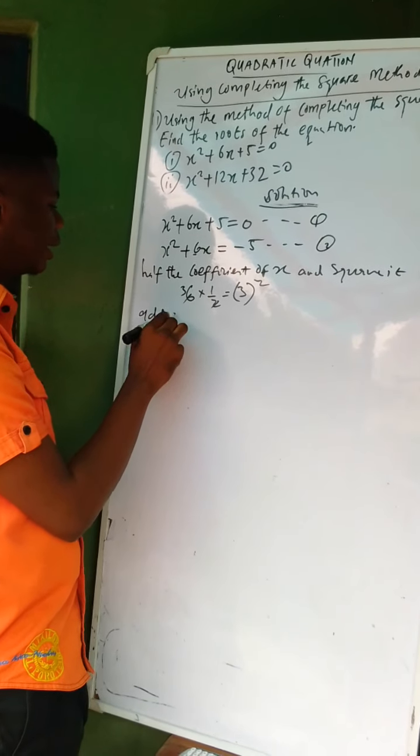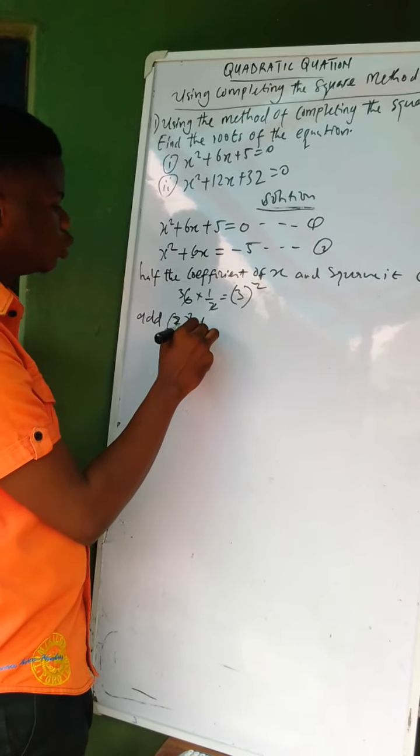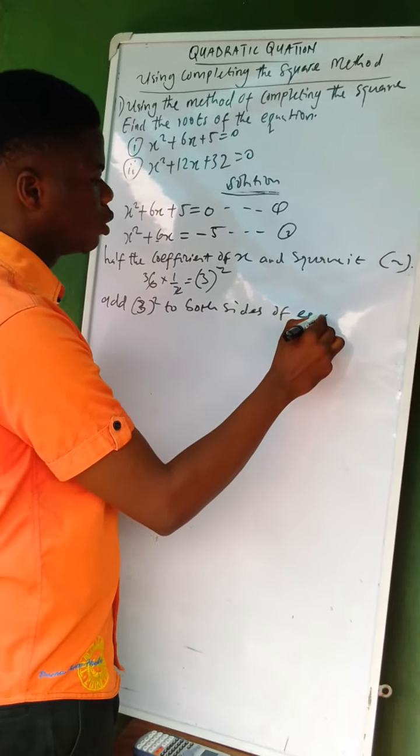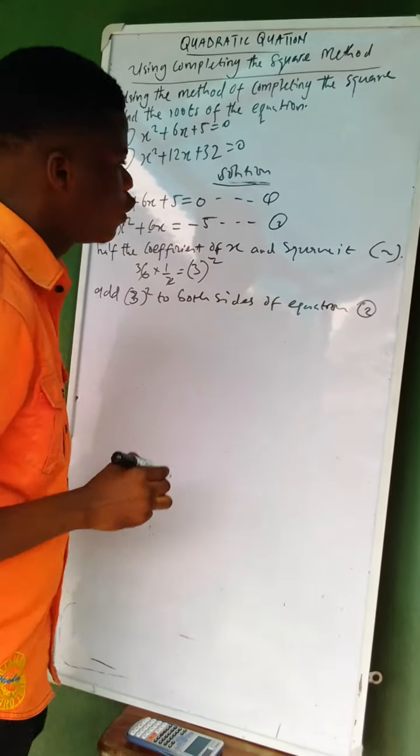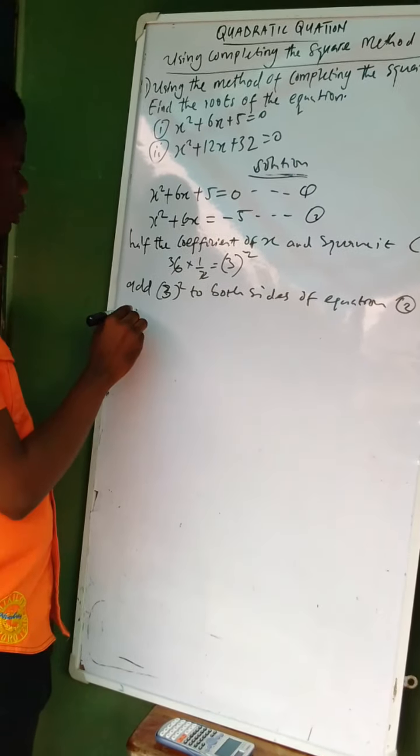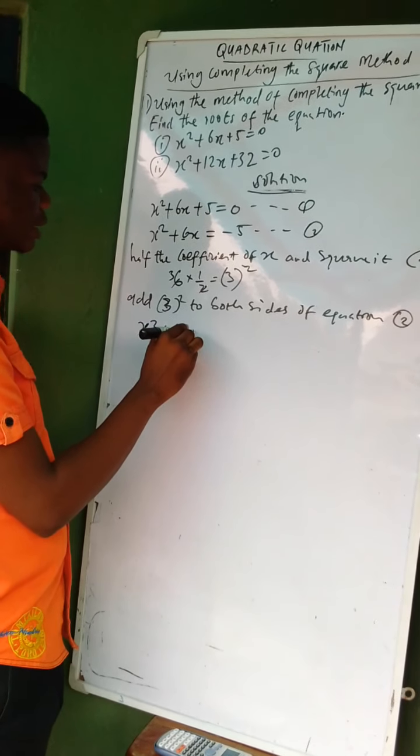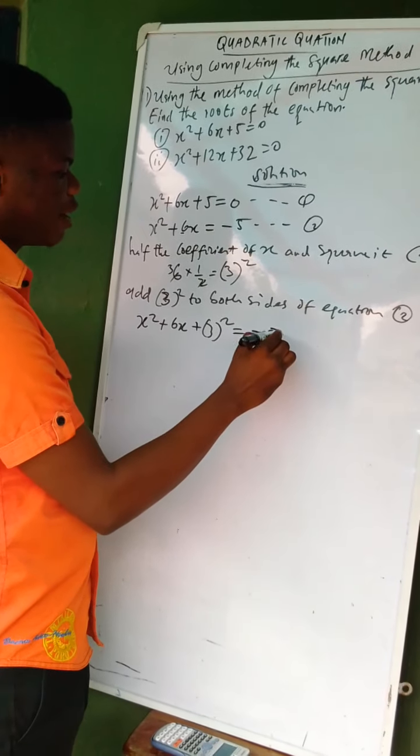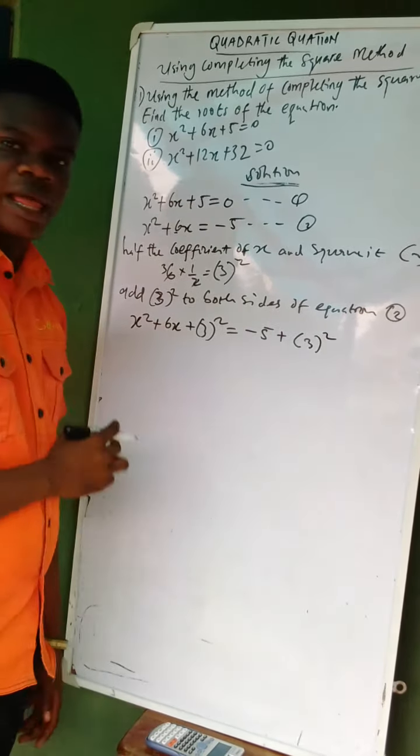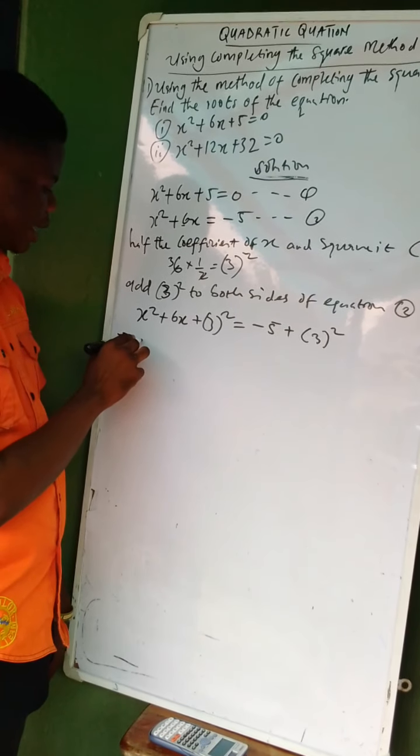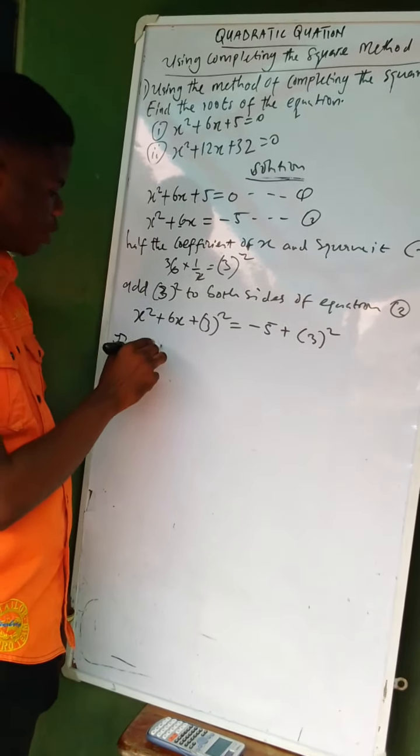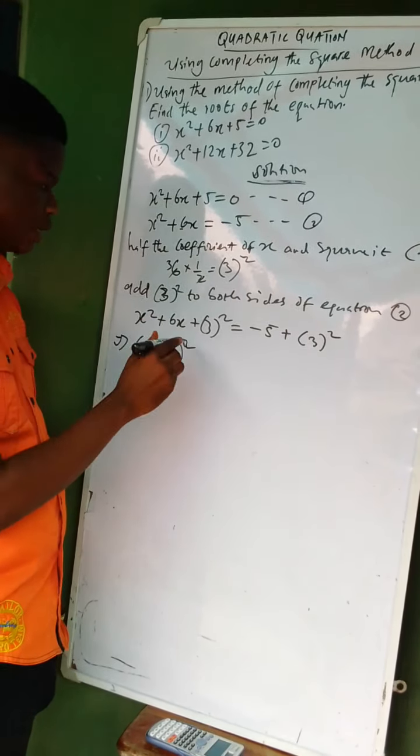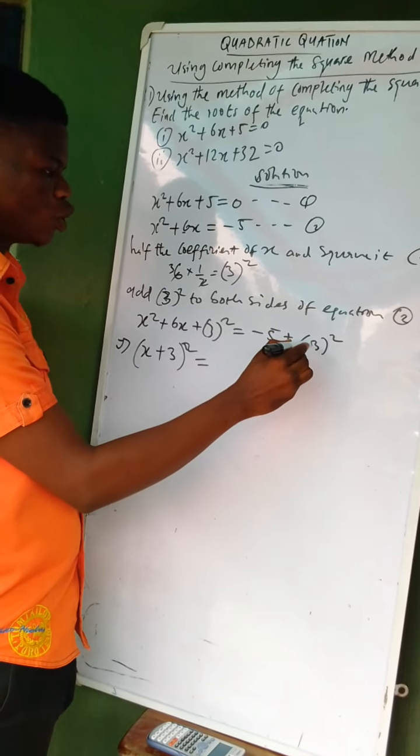So I add 3 raised to the power 2 to both sides of equation 2. So I'm going to have x squared plus 6x plus 3 raised to the power 2 equals minus 5 plus 3 raised to the power 2. As simple as that. So I tell my students, you take this x, you return your plus sign, you take this 3 and square. This and this are the same thing. Equals minus 5 plus 9.